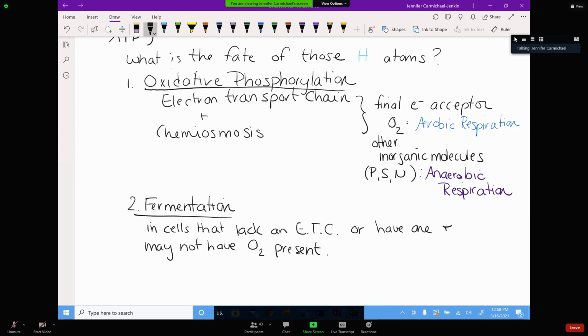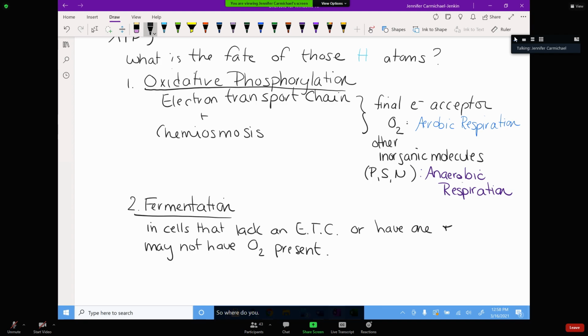Us, as a species, we cannot use fermentation. There's only one cell type that can use fermentation, and it can only use it for very short periods of time. So really, as a species, we are aerobic respirators. That is our main way to regenerate NAD+. However, fermentation is still very relevant to us.